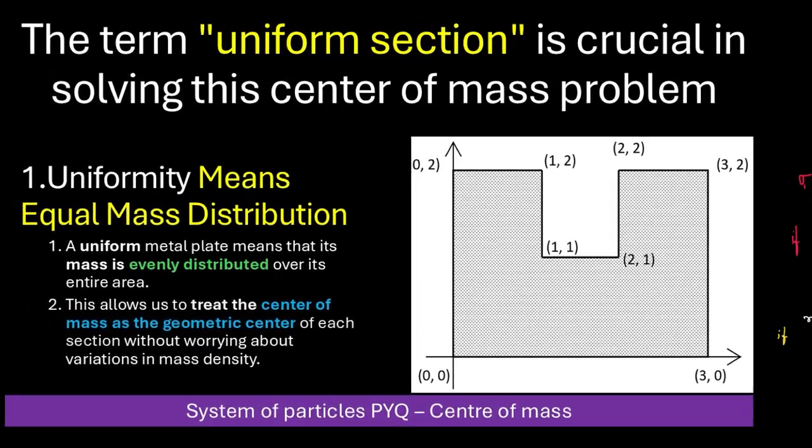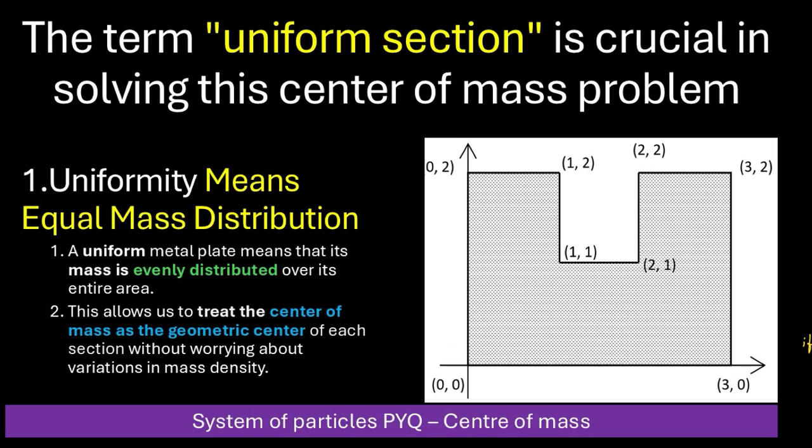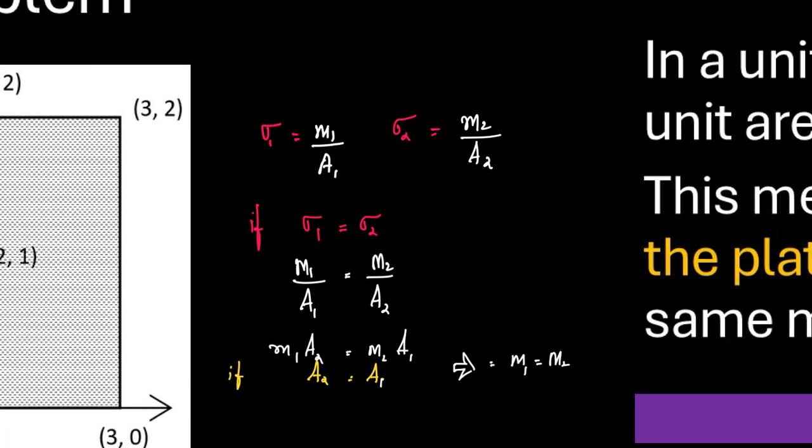See, the term uniform section is crucial in solving the center of mass problem. Why? Because uniformity in a section of solid means equal mass distribution. A uniform metal plate means that its mass is evenly distributed over its entire area. This will allow us to treat the center of mass as the geometric center of each section without worrying about the variations in mass density. I do understand that things are not clear here. It may take some detailed time to understand this concept.